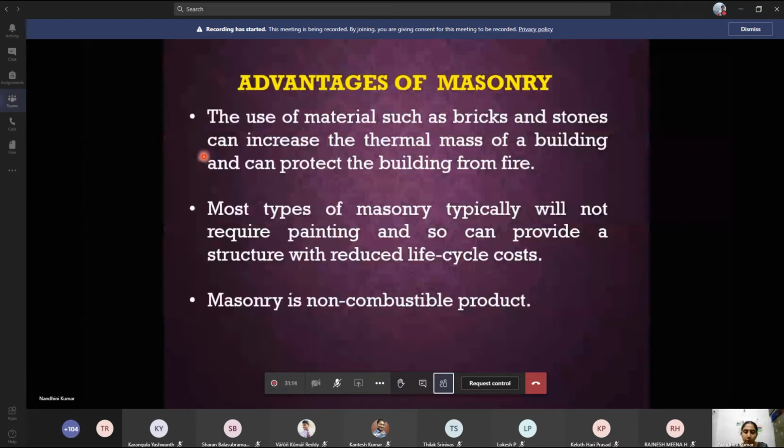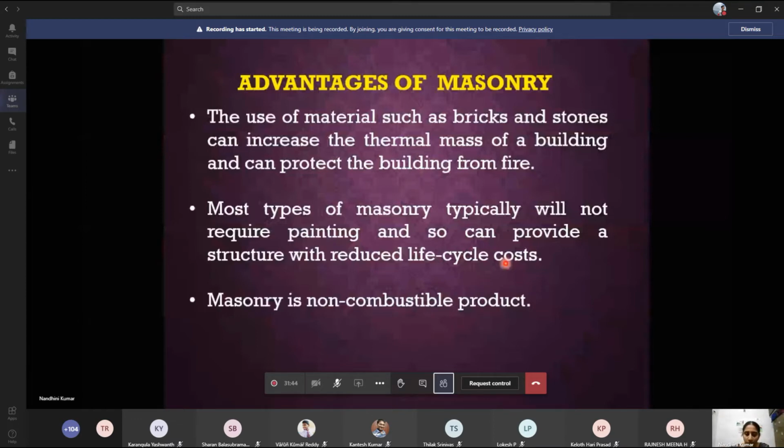Most types of masonry typically will not require painting, so they can provide the structure with reduced life cycle cost. Yes, if you construct rooms or your entire house with stone masonry, then definitely that itself is going to be a very good aesthetic view, an architectural view. It will be very pleasing to look at. So there is no need to plaster it again, no need to paint it. Your cost is going to reduce.